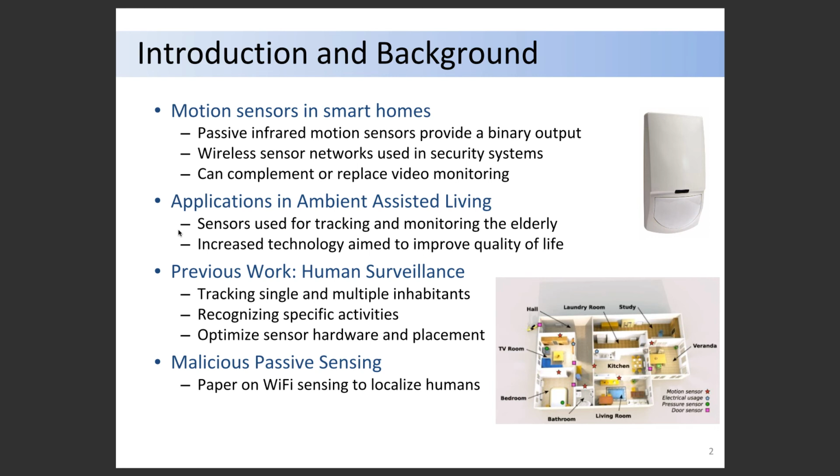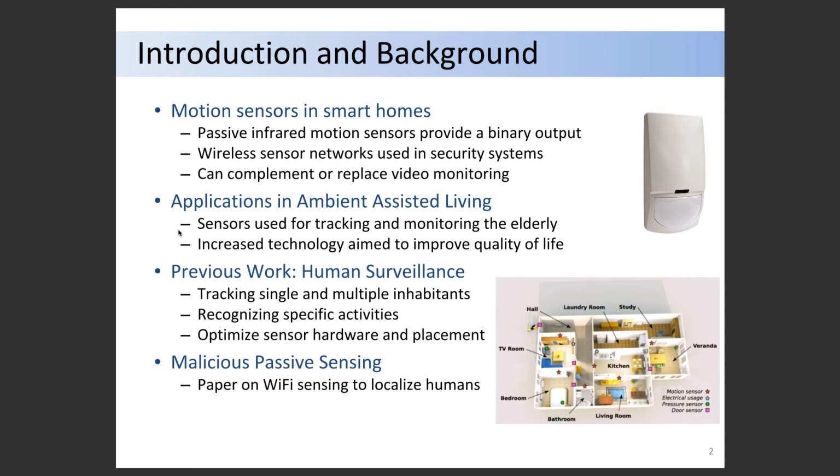So the goal of this project is to look at these passive infrared motion sensors that you could have in smart homes, like for security systems, for tracking when people are present in a room or not. These have some applications also in ambient assisted living where they're used to monitor elderly people and to keep track of where they're at and to help assist with their quality of life.